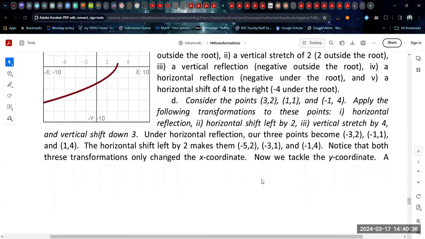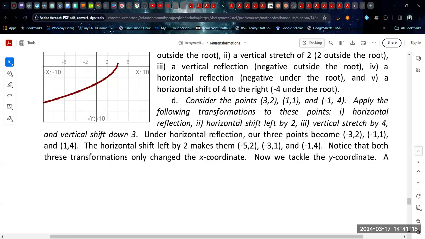Now, we can also apply transformations to a set of points. So we're going to consider the points (3, 2), (1, 1), and (-1, 4). So you can imagine, for instance, a graph that has these as endpoints, and maybe we have lines connecting the dots or something. So when you're applying transformations to a piecewise graph or a curve that's drawn on a graph and you don't have the actual equations, then you want to apply these transformations to the points, and then you would connect the dots in similar ways to what was drawn on the original graph.